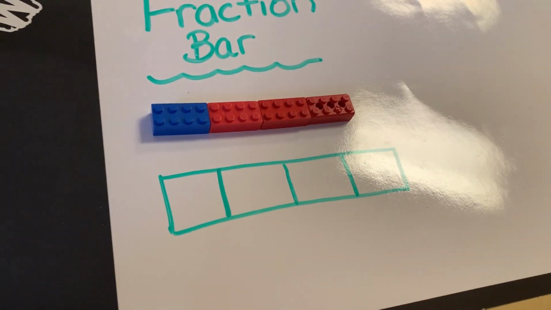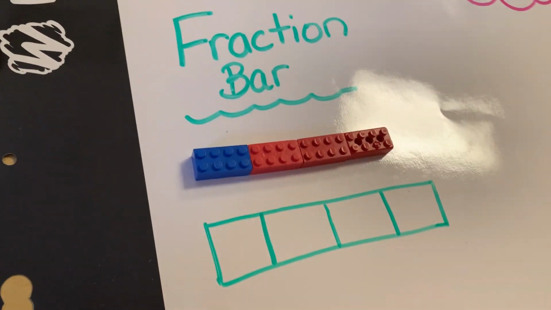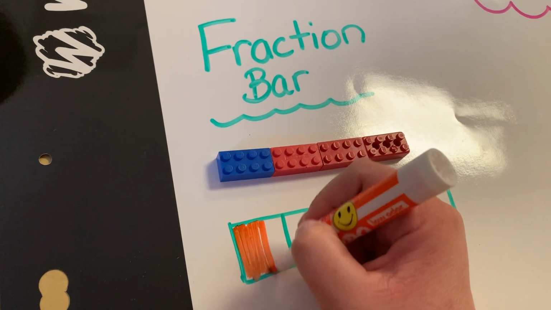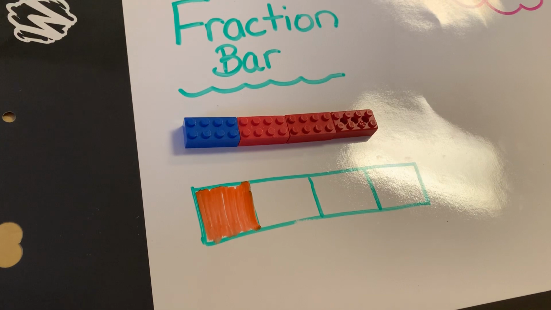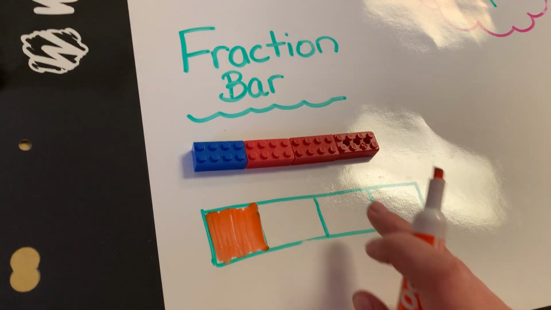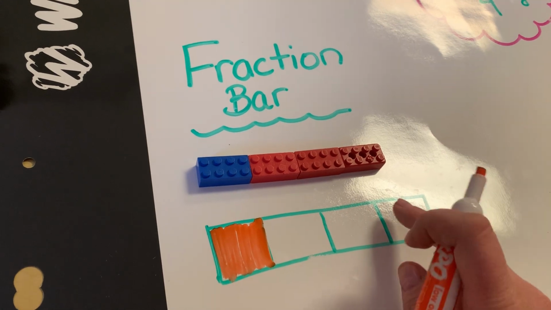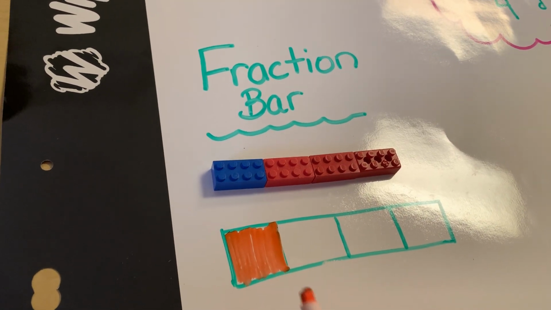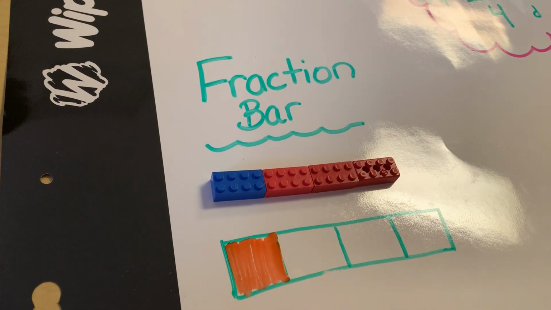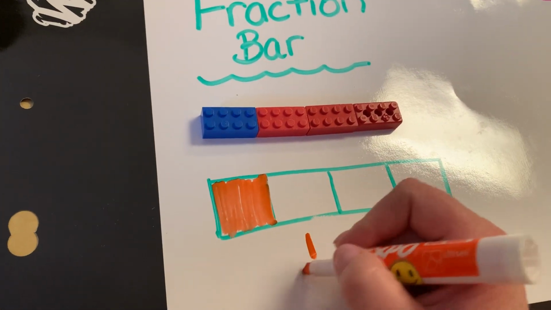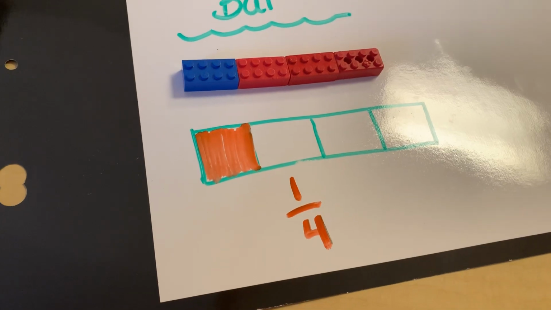To represent 1/4, I need to show one of those bars in another color, and it should never be in the middle or the end. It should always be at the beginning. So I don't want you to color that one randomly or this one randomly. It could be this one, it could be the end one, but usually we should get in the habit of starting at the beginning of our fraction bar. So there you go. That fraction bar is representing 1/4.